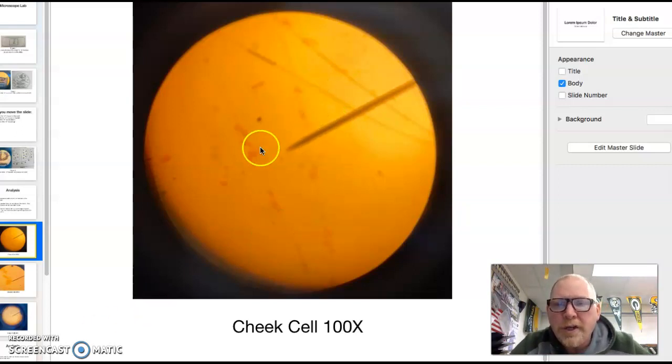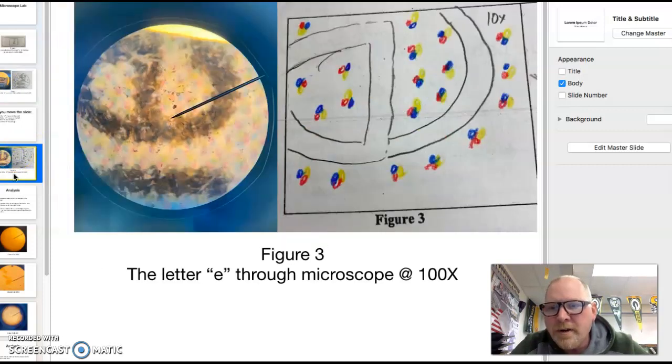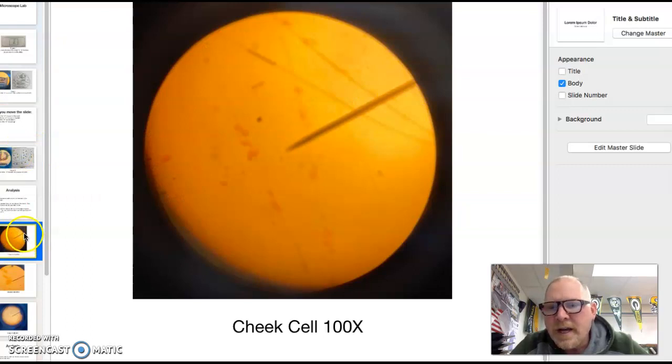There's kind of a yellow or orange hue to this because we took those cheek cells and stained them with iodine so that they would show up better. The other thing that you may or may not know is that I used my cell phone to take all of these pictures, like this one right here of the letter E. I just shot down the body tube of the microscope. Same here, same as here. And this is under the 100 power.